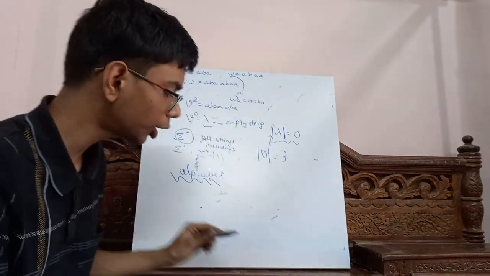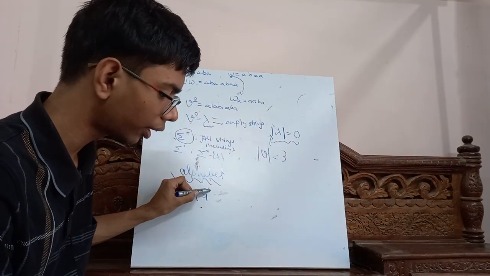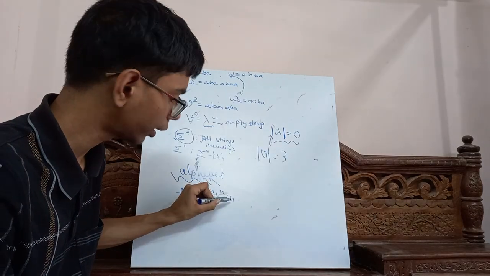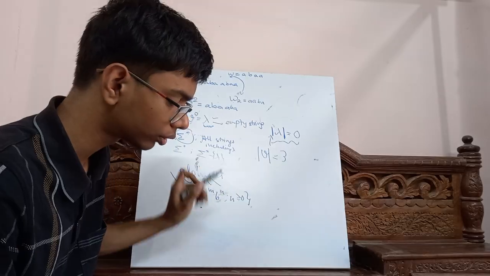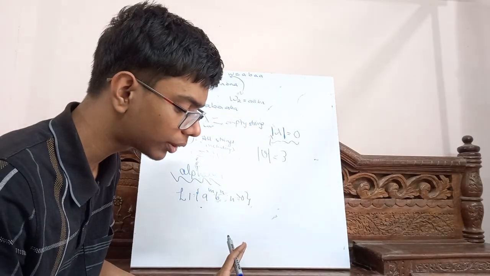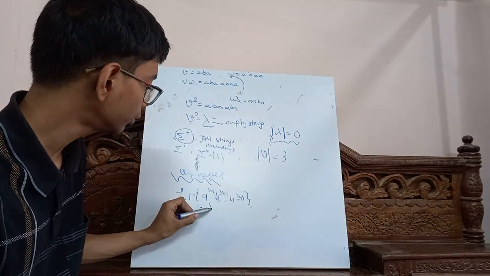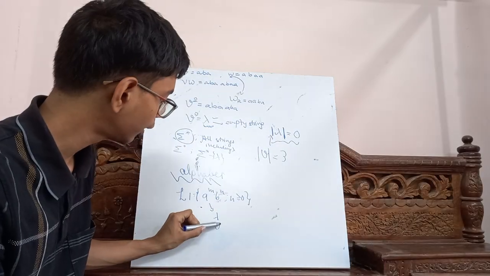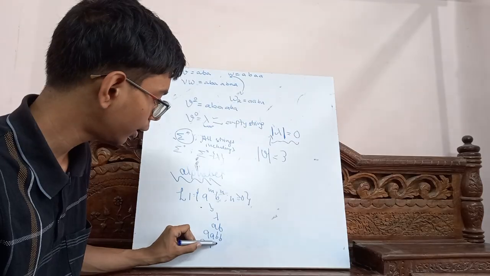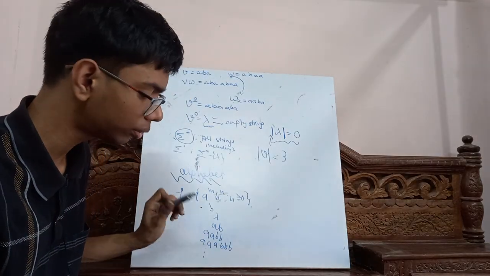Suppose I have a language L1, written as a to the power m, b to the power n, where m, n greater than or equal to 0. So this is the language of all strings with some number of a's followed by some number of b's. So it can be lambda, it can be ab, it can be bb, and so on.